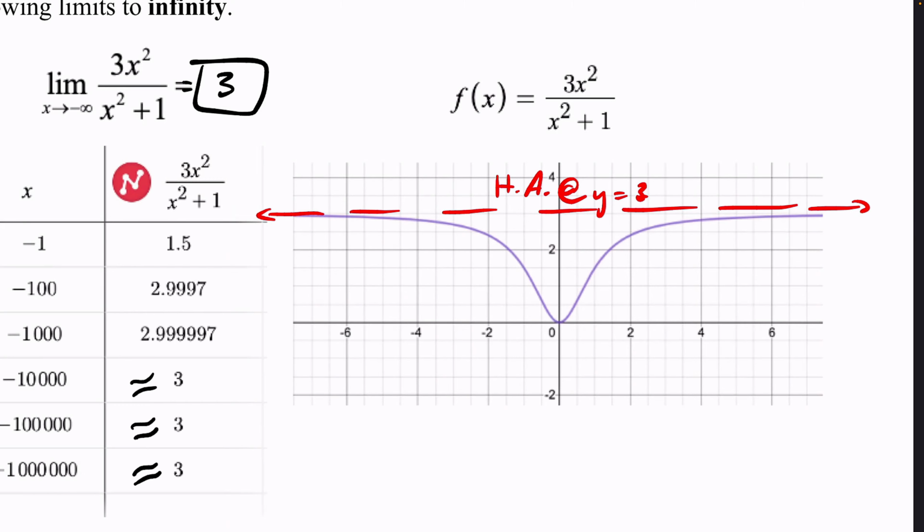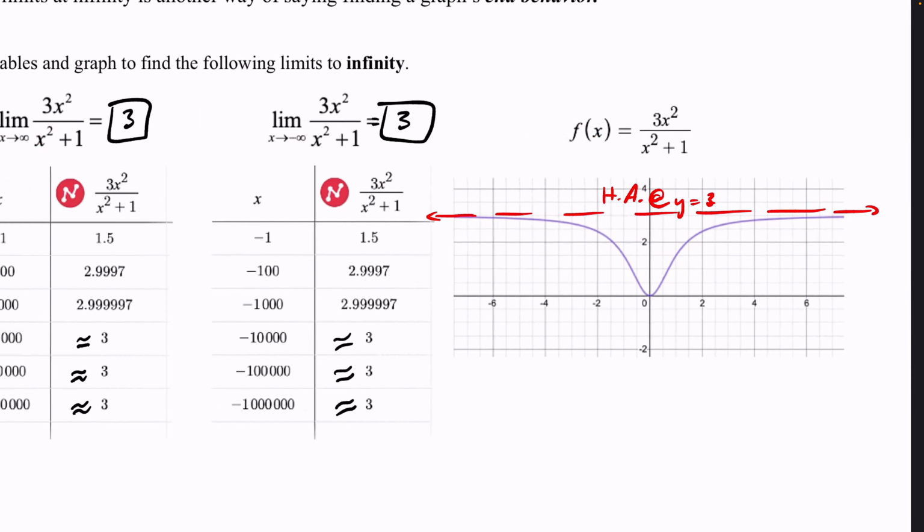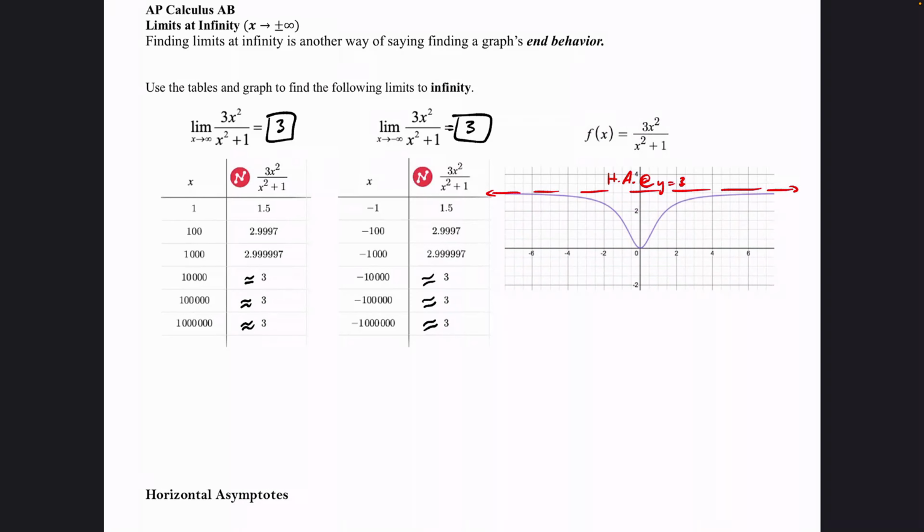That means that graph will never cross that line. How do we know that? How do we know it'll never cross the line? That's what I'm going to talk about right now. When are there horizontal asymptotes? Because if there's a horizontal asymptote, you're going to find a limit.